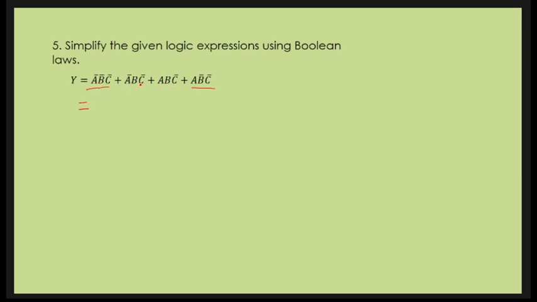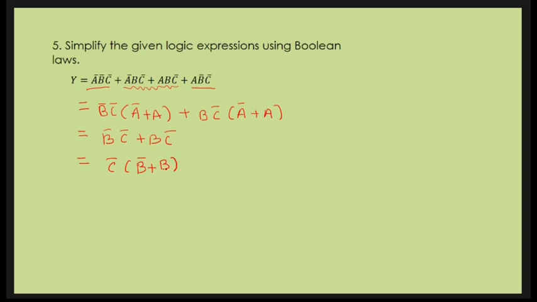So in the first and last term, we'll take B bar C common. And in the two middle terms, we can have B C bar common. Okay, so let us take B bar C bar common in the first and last term, and what remains is A bar plus A. Next, in the second and third term, we can take B C bar common and what remains in the bracket is A bar plus A. We know A bar plus A is equal to 1, so B bar C bar plus B C bar. Again, in these two terms, we can take C bar common and hence in the bracket B bar plus B.